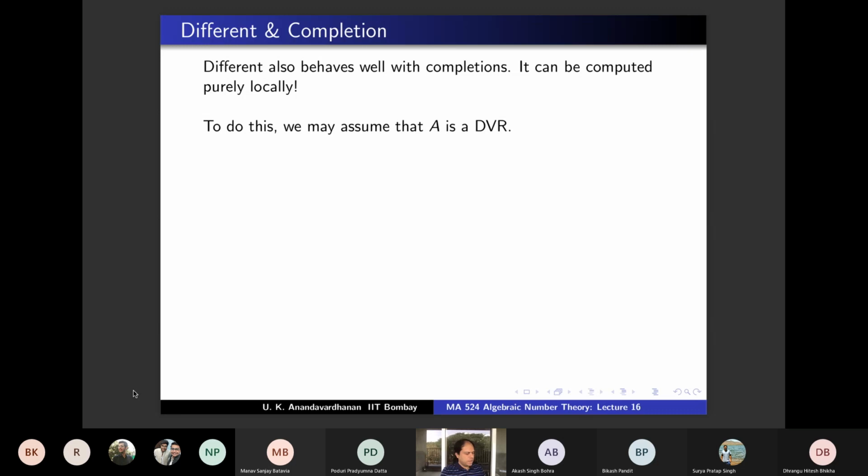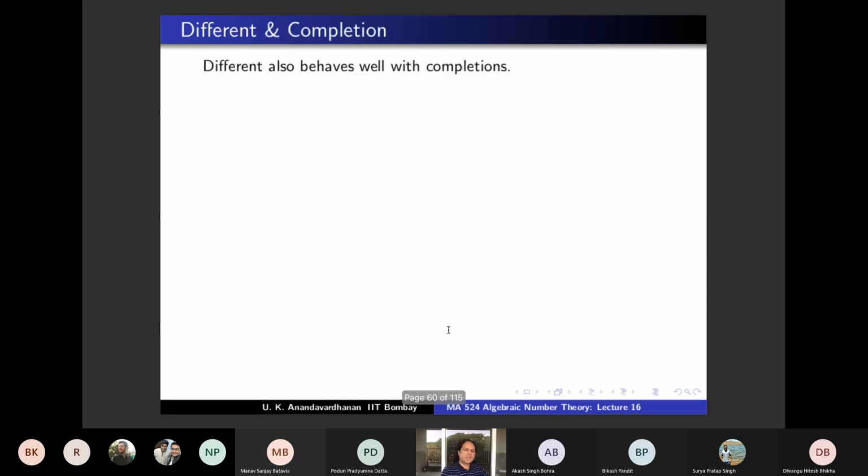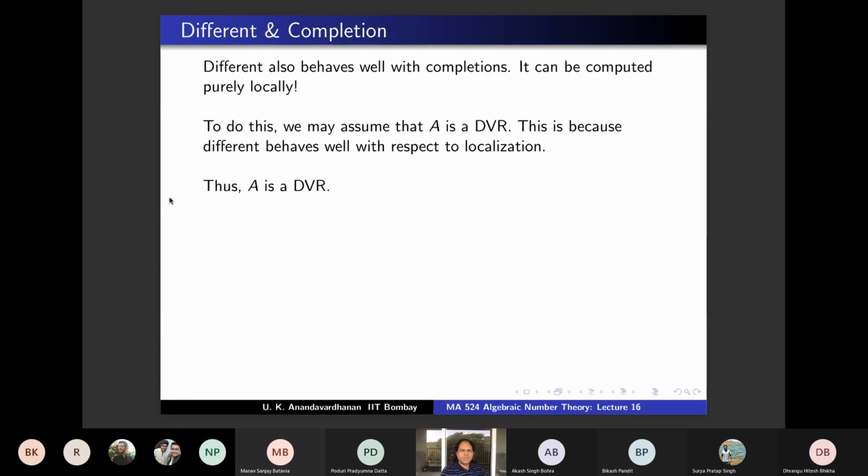Why can you assume A is a DVR? Because of this last thing that I asked you to check: the different of the localization is the localization of the different. So A is Dedekind, and localizing at a prime you will get a DVR. It's enough to do this for a DVR because the different behaves well with respect to localization. So you can assume that A is a DVR and it has a unique non-zero prime P, and it has a corresponding valuation v_P.